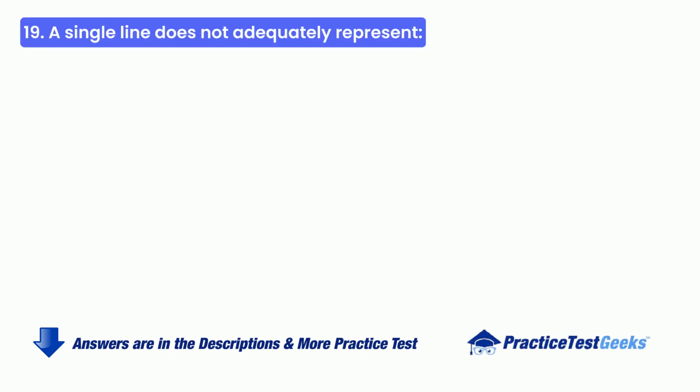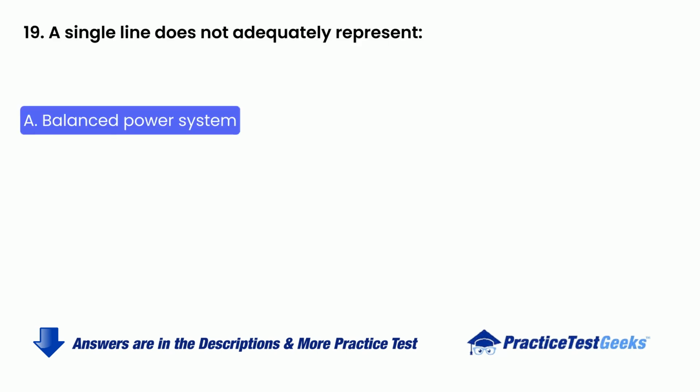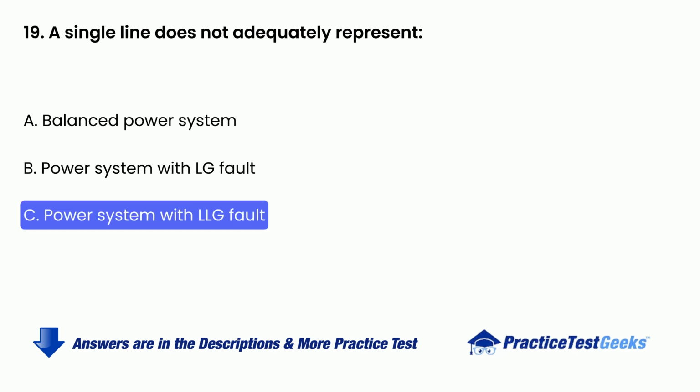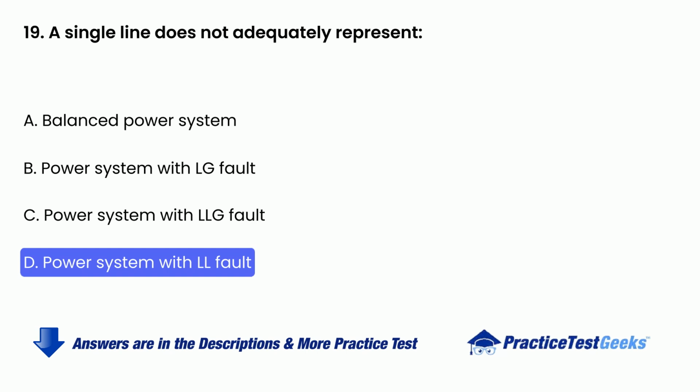A single line does not adequately represent: A. Star connection of transformer winding. B. Ratings of machines. C. Neutral wire of transmission lines. D. Delta connection of transformer winding.